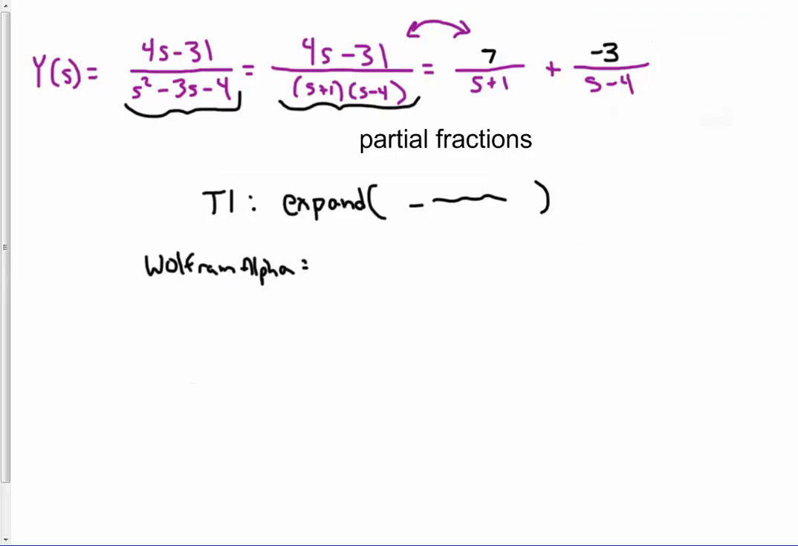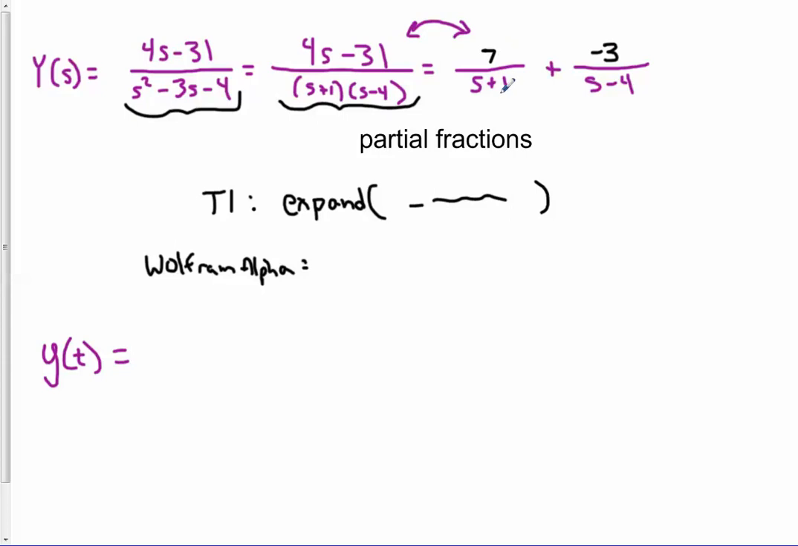Now, why does it help us? Well, okay, now it's in a form that I think we can do something with. We want to recognize these as Laplace transforms of known functions. So the 7 and the minus 3 on top are just going to be constant multiples. So this would be like 7 times 1 over s plus 1.